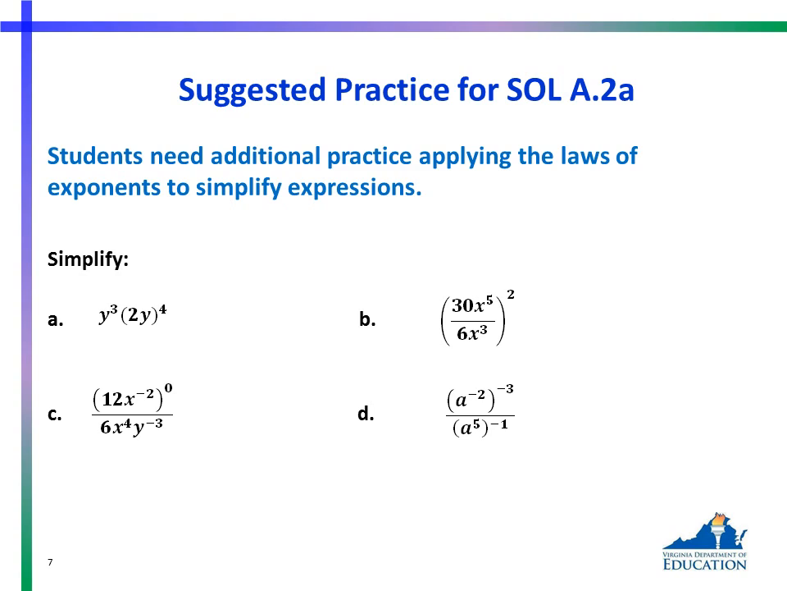Similarly, in example B, many students will incorrectly solve this by dividing 30 by 6 to get 5 and then not square the 5. Example C is shown because students need more practice recognizing any value raised to the 0 power is 1. And finally, example D is shown because students need additional practice simplifying expressions with negative exponents.